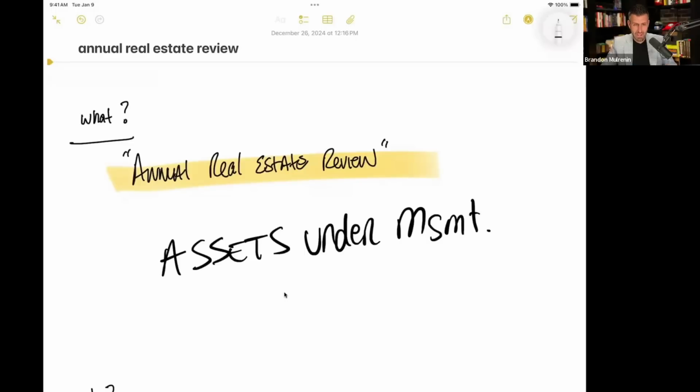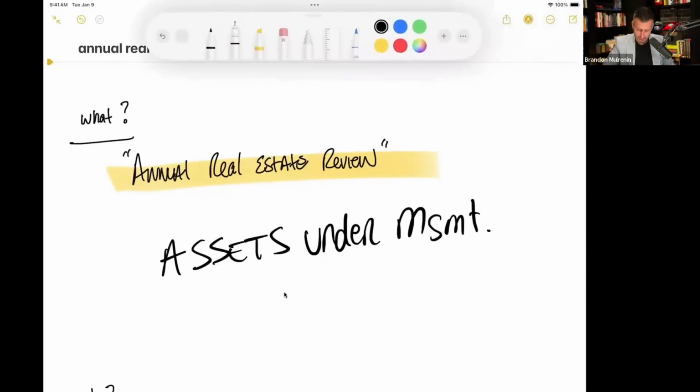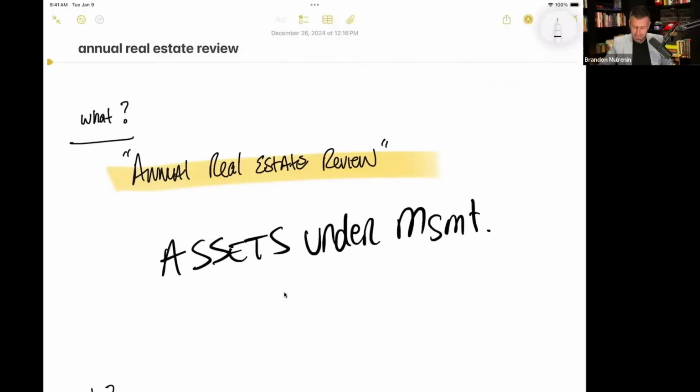All right. So what are we actually talking about? We are referring to this strategy that we call the annual real estate review. And so I think the first concept to help the audience really put their minds around this thing is if we look at this concept of assets under management.